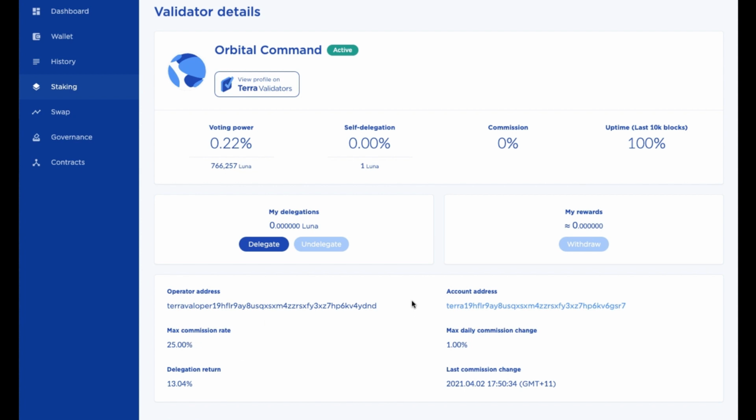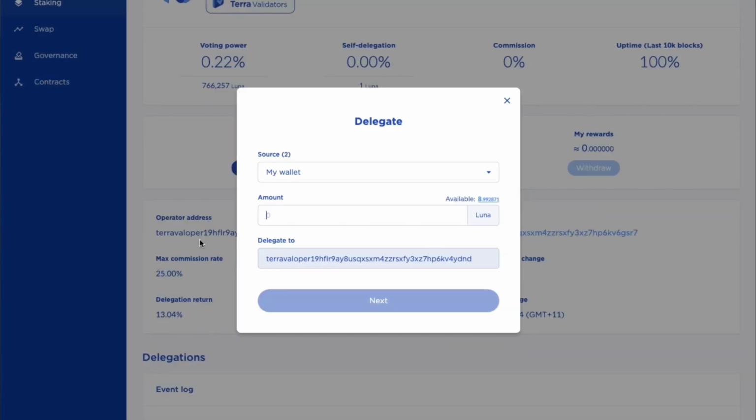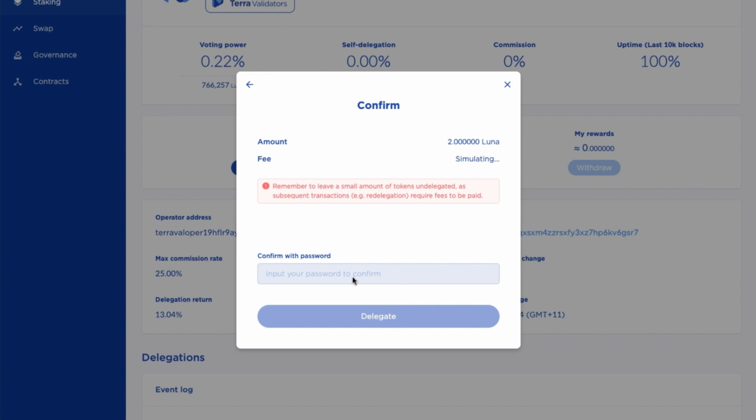Okay, let's run through the process now. So two things to remember: when you delegate, it gets locked. So then there's a turnaround time when you want to undelegate before you can then move your Luna around. But to delegate, all you do is click over here. You can see it's got my wallet. I will come back to that and I will put two here, hit next.